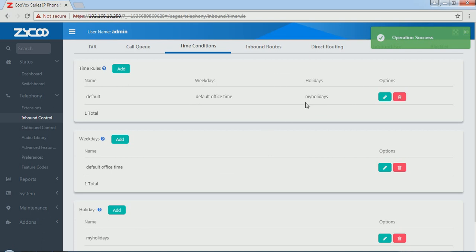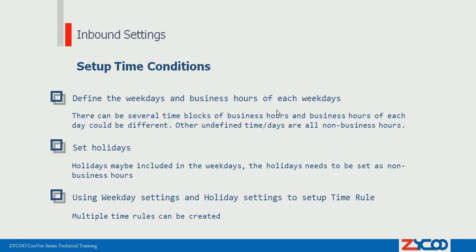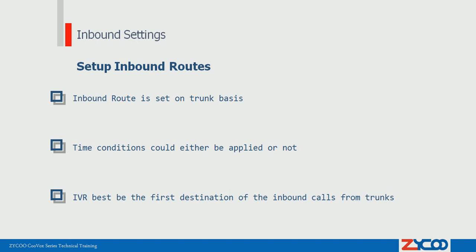Okay, the time conditions are done. Now the Quarks series IP phone system knows when is your business hours and when is not. Next would be applying the time conditions to the inbound route settings. Inbound route is set on trunk basis. The time conditions could either be applied or not based on your requirement. And IVR should better be the first destination of the inbound call from the trunks.